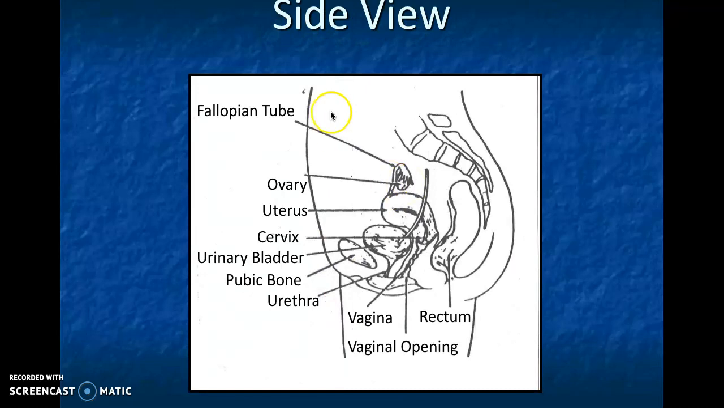And then here's the side view of the female. If you look at this, I think it makes a lot more sense when someone says that pregnant women always have to pee. Here's the uterus. That grows and it's sitting right on the bladder. So of course they're going to feel like they've got to pee all the time.